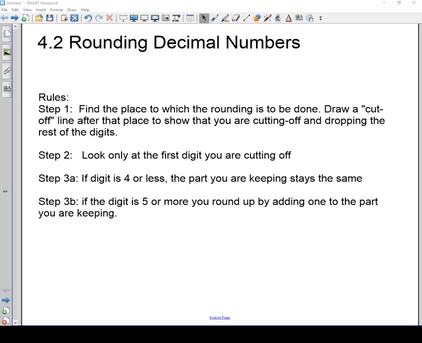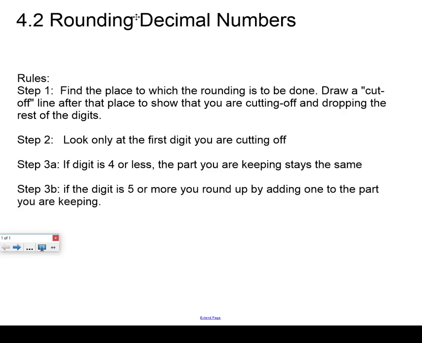All right, this is section 4.2. We are rounding decimal numbers. You want to pause the video for a few minutes so you can copy down the rules. Step 1, find the place value which you are rounding to. Draw a cutoff line after that place value to represent what you're dropping off.